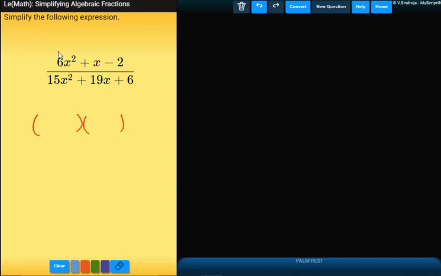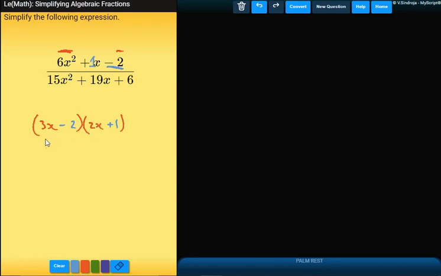So the start is 6x squared and the end is minus 2. So it's probably going to be 3x and a 2x, and we need to somehow make sure we get a 1x in the middle. The end number is a negative, which means one of these has got to be positive and one has got to be negative. Now, I think this is going to be plus 1 and maybe minus 2 here. Would that work?